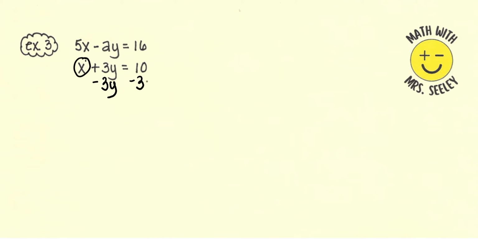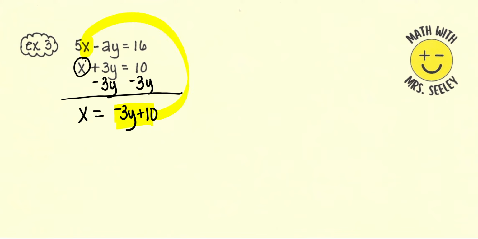So subtract your 3y. That tells me x equals, over here I can write that as 10 minus 3y, or I can write it as minus 3y plus 10. It just matters that you keep each sign with each term. So I'm going to say -3y, positive 10. That's what I'm going to substitute into the other equation.